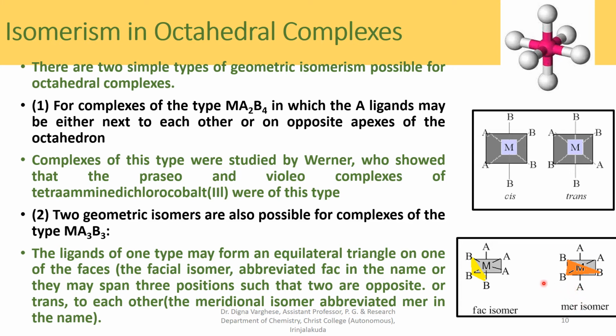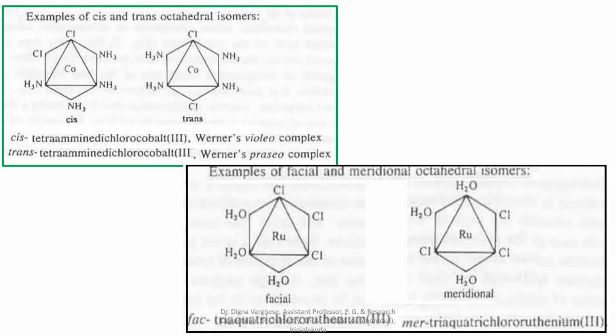Okay, so Ma2B4 octahedral complexes and Ma3B3 octahedral complexes can form geometrical isomerism. You can see examples of cis and trans isomerism that we have already discussed. Once again, I will tell you the cis tetraamminedichlorocobalt(III), that is Ma2B4 type. This is Werner's violeo complex, and in trans, these two chlorine atoms are on opposite sides. It is Werner's praseo complex. Here you can see the tetraamminedichlorocobalt cis form and trans form. Examples of facial and meridional octahedral isomers of the type Ma3B3: here A3 is Cl3 and B3 is H2O thrice.